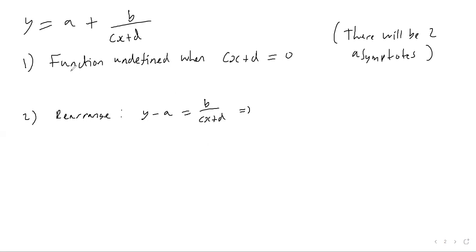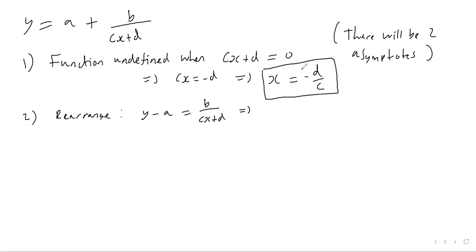For the first asymptote, we know the function is not defined when this denominator equals zero, because you get a number over zero, which is undefined. If we rearrange this, we get cx equals minus d, and then dividing both sides by c, we get x equals minus d over c. So that's our first asymptote: you have an asymptote when x equals negative d over c.